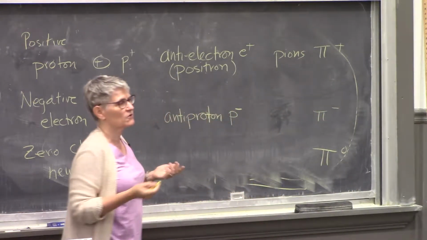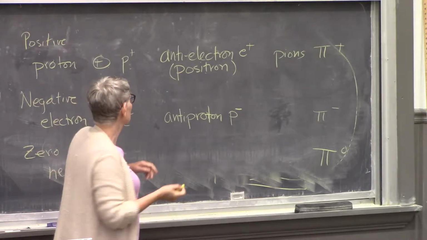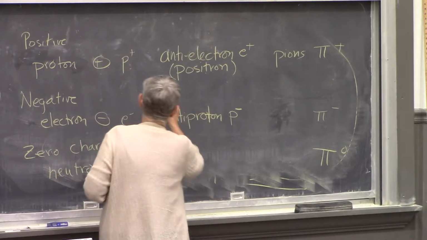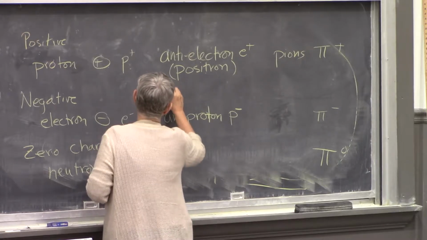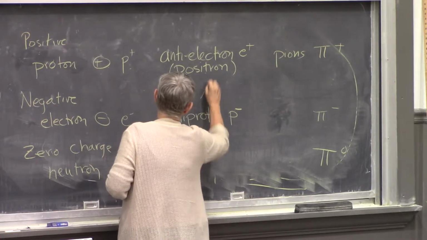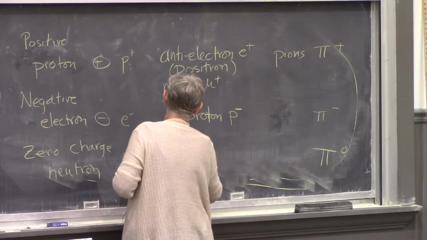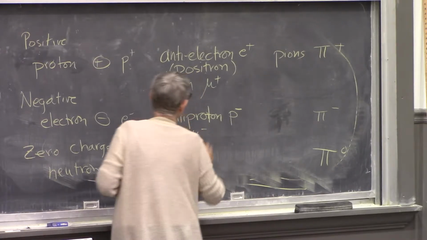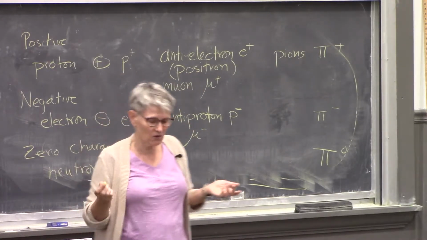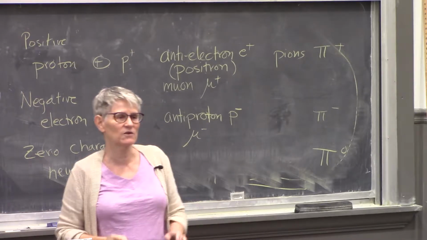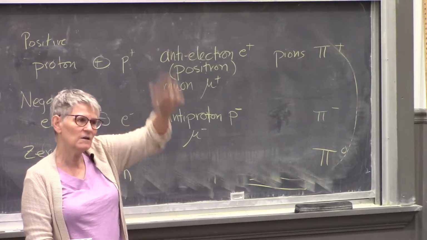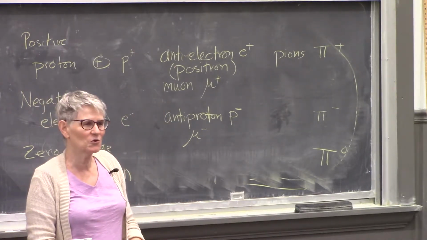There are muons, which are kind of like heavy electrons. So there's a mu plus, and a mu minus. There are a lot of charged particles. There's more than just protons and electrons. And some of them are cascading through the room, even as we speak.